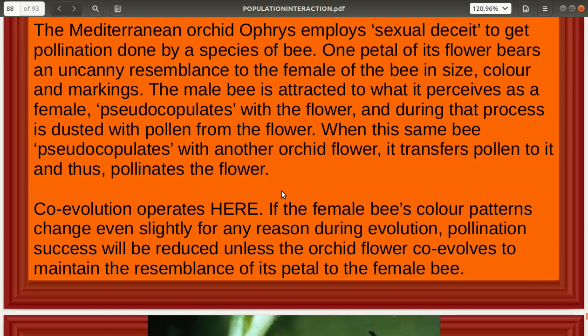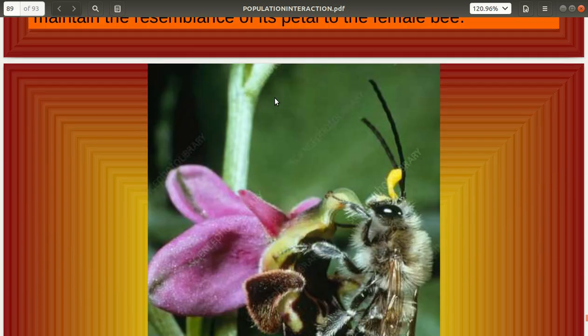So coevolution operates here. If the female bee's color patterns change even slightly during evolution, pollination of these Ophrys orchids will be reduced, unless the orchid flower also co-evolves to maintain the resemblance of its petals to that of this female bee. So that is one of the co-evolutions that helps in this sexual deceit and pseudocopulation that takes place.